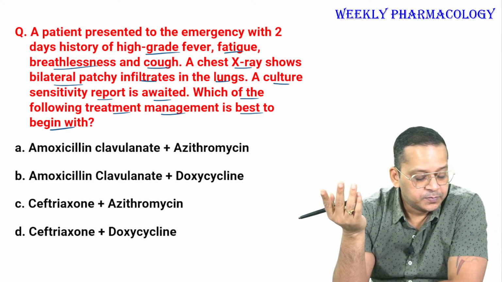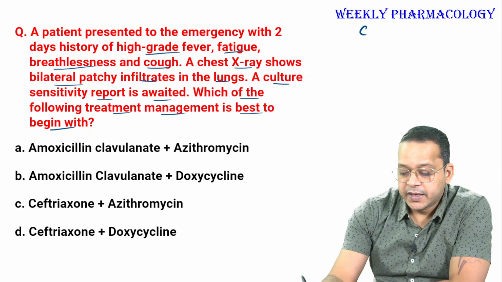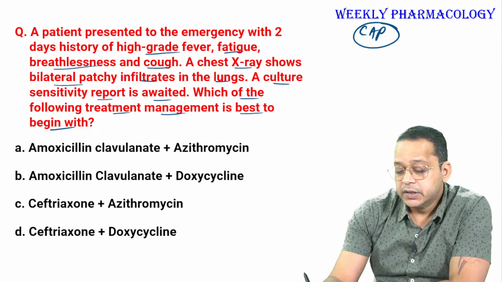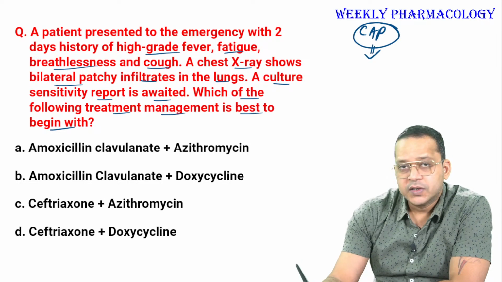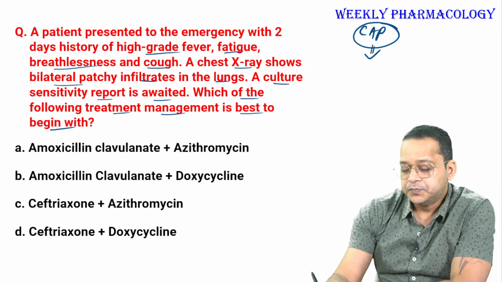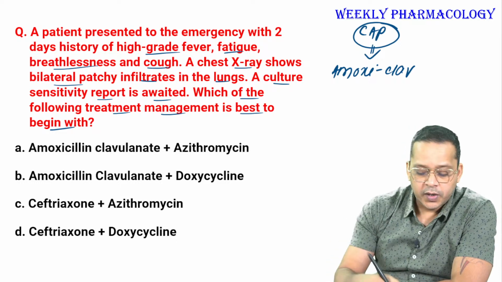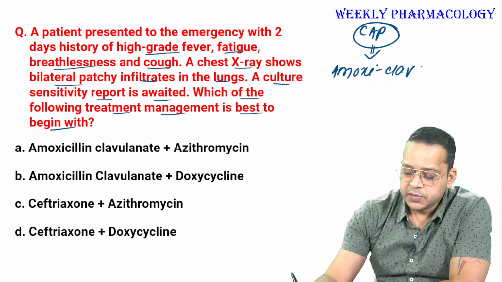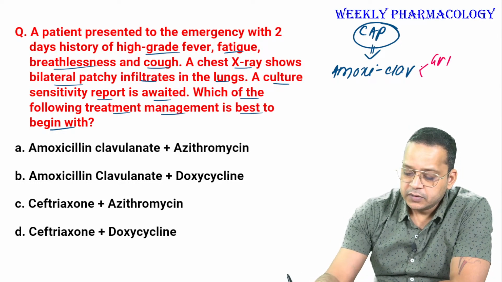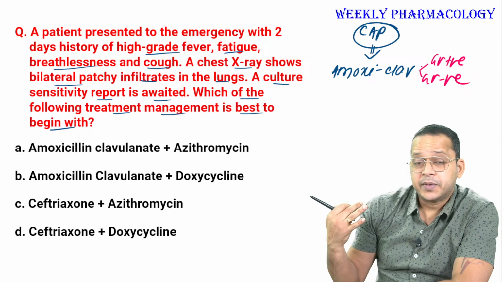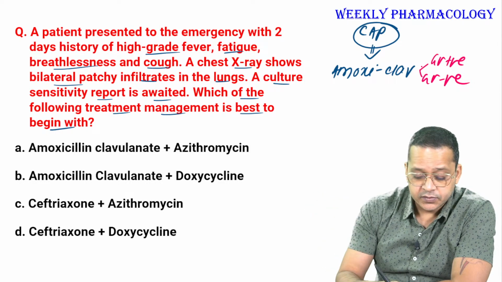All right, guys. So all of you know this is a case of CAP, community acquired pneumonia. And whenever a patient comes to us with community acquired pneumonia, we start the patient on amoxiclav. Now, why do I start the patient on amoxiclav? Because it can cover gram positive and gram negatives, like pneumococcus, and gram negatives like H influenza, Klebsiella, etc.